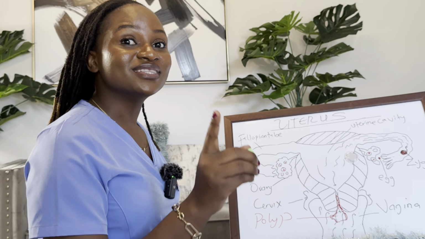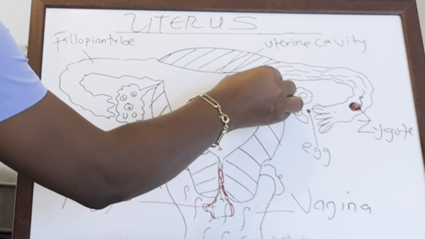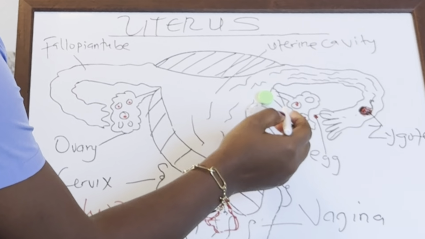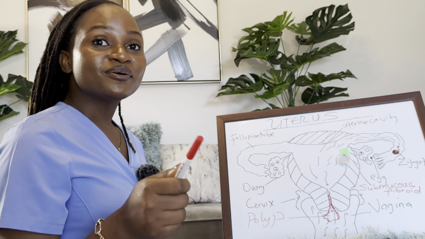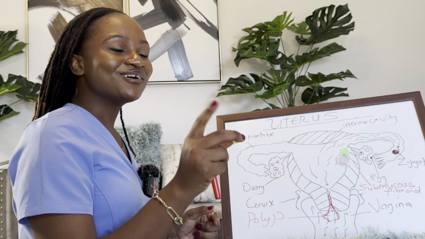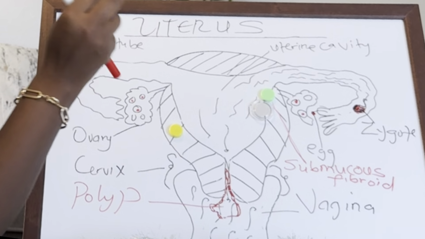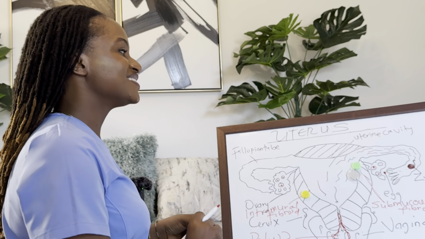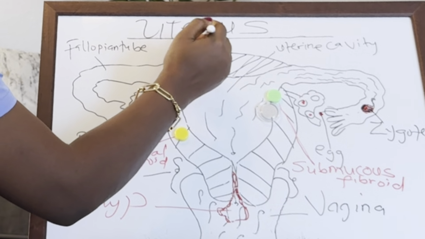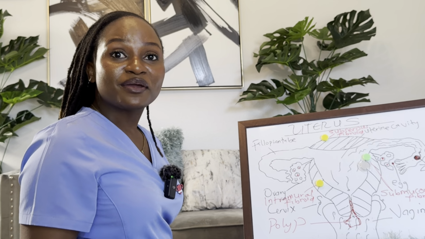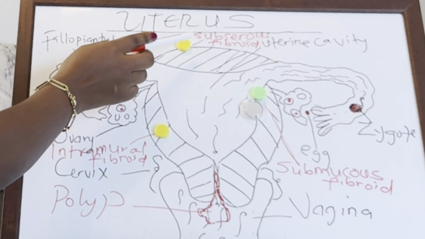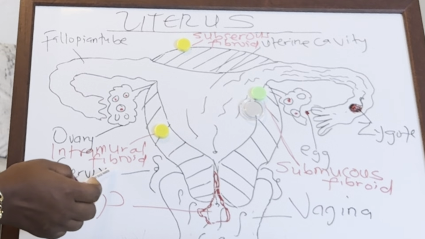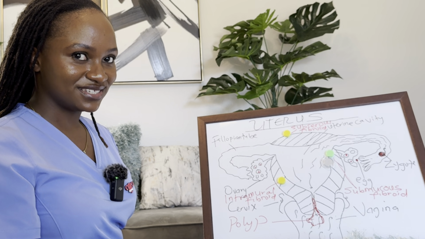When a fibroid occurs on the inner wall of the uterus, for example, here, it's called a submucous fibroid. But when the fibroid occurs within the muscle of the uterus, it's called an intramural fibroid. And when it occurs on the outer wall of the uterus, it's called a subserous fibroid. So when a fibroid occurs on the outer wall of the uterus, like this subserous fibroid here, or within the muscle of the uterus, like the intramural fibroid, we are not worried about infertility.